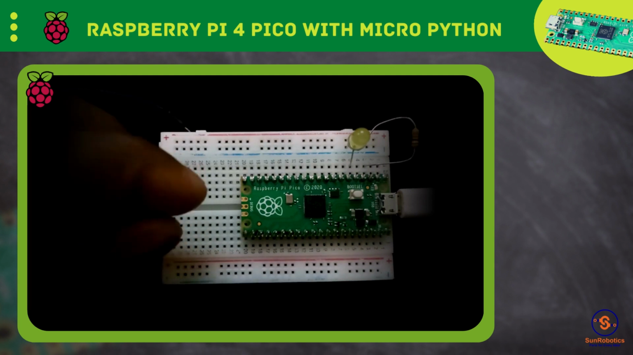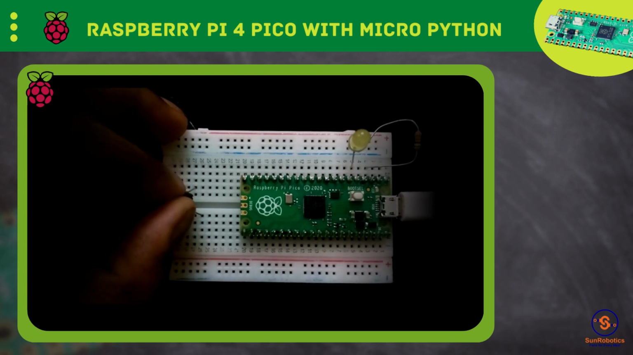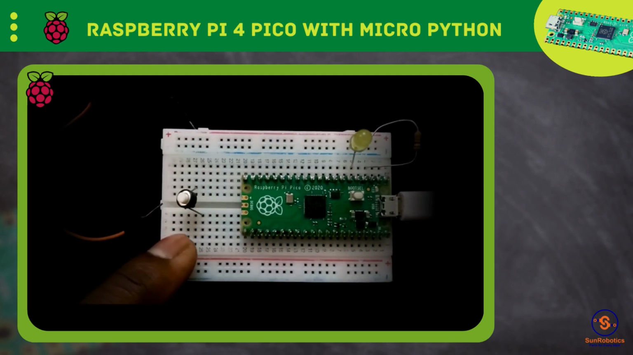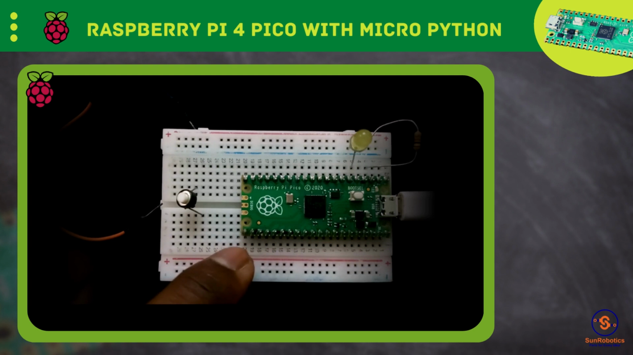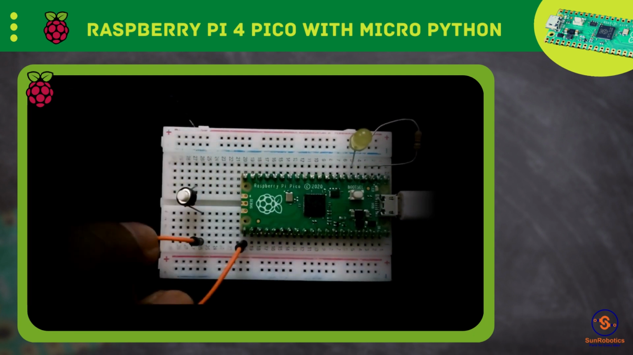Now I have a switch. You may also use a 4-leg switch. I'm connecting it over here, and two legs are connected like this. I wanted one of the legs of the switch to be connected to 3V3, and the other one will go to GPIO pin number 16. That is the 21st position, if you are counting by the pin number.